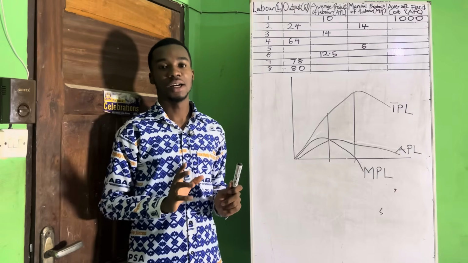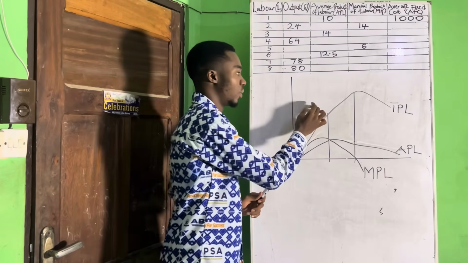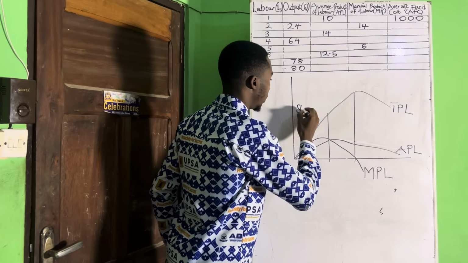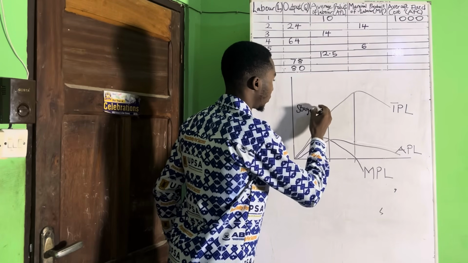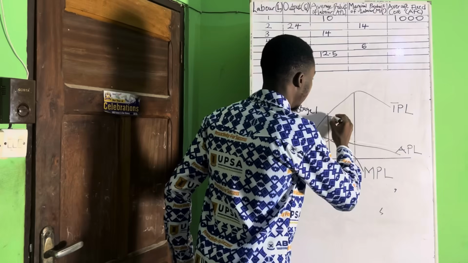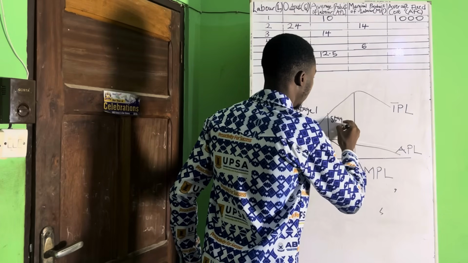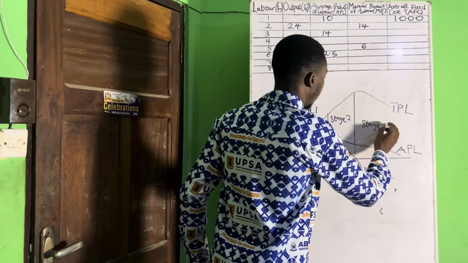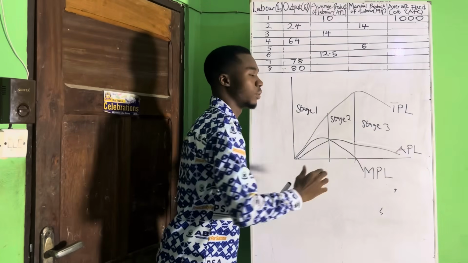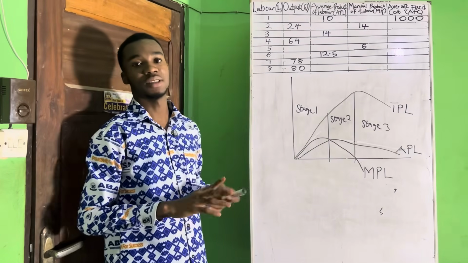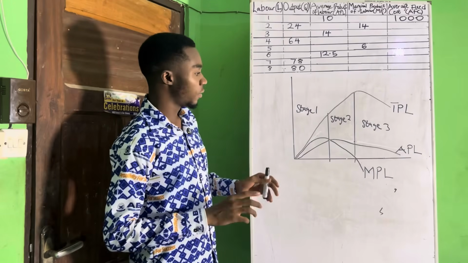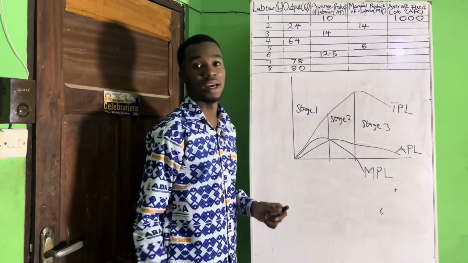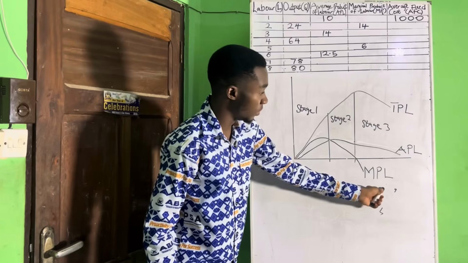Now, for theory of production, there are three stages. You have stage 1, stage 2, and stage 3. So this right here you see is stage 1. Then this part is stage 2. Then here is stage 3. So here is stage 1, stage 2, and stage 3. Before I even explain the stages, I'm going to explain a few things. The first thing under this topic we are going to look at is marginal product of labor, MPL. That's the one you see here.